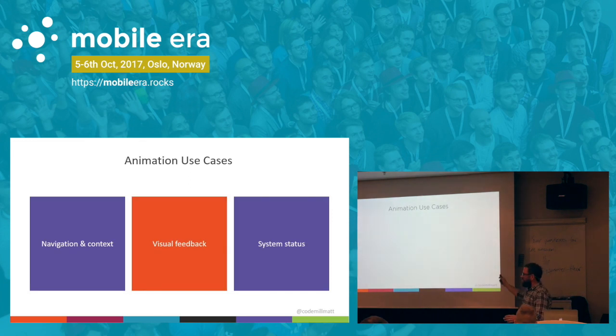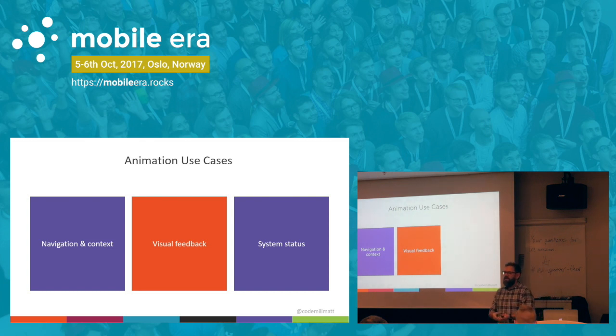So overall, animation use cases, navigation and context, show the user how different elements on a screen interact with each other so they don't have to think about it. So it's more intuitive to them. Visual feedback. On the screen, when they actually touch it, prove that they did touch it. They give them some feedback that something actually happened. And then, of course, what we just talked about, system status. The app didn't lock up, it's going out and doing something.